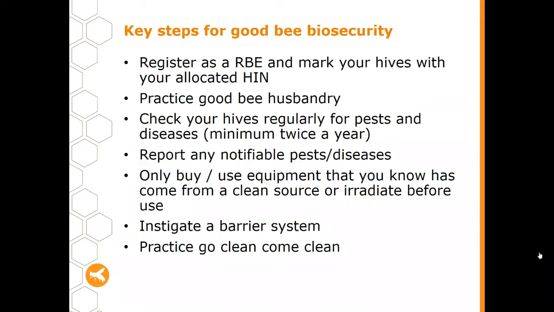Now, last week we talked about bee biosecurity basics, and I'll just do a quick refresher before we move on to tonight's talk. Last week we talked about the key steps for good bee biosecurity: making sure you register as a beekeeper and mark your hives with your allocated hive identification number, practice good bee husbandry, check your hives regularly for pests and diseases, and we'll talk about that a lot more tonight. Report notifiable pests and diseases, ensure you only buy or use equipment that has come from a source you know is clean or has been irradiated before you use it. If you have lots of hives, ensure you instigate a barrier system, and practice go clean, come clean, so you don't spread weeds or other animal pests and diseases.